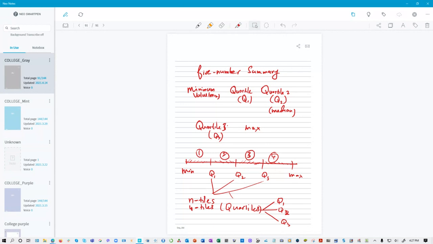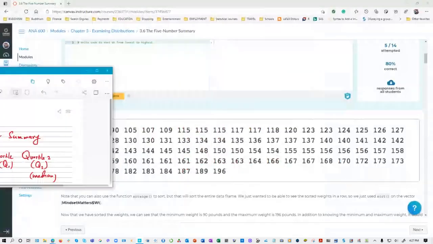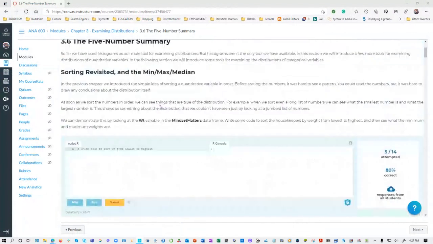How are we going to find it? We know how to find it by hand, so we don't have to worry about that. Those numbers will be displayed when you run that particular function. You pick a variable, and you get the min, max, and the median, which means the second quartile.